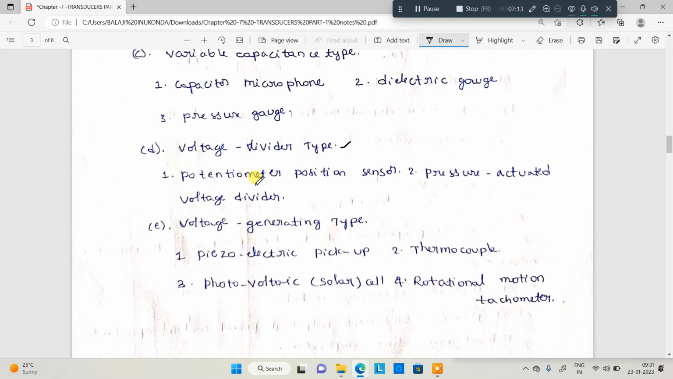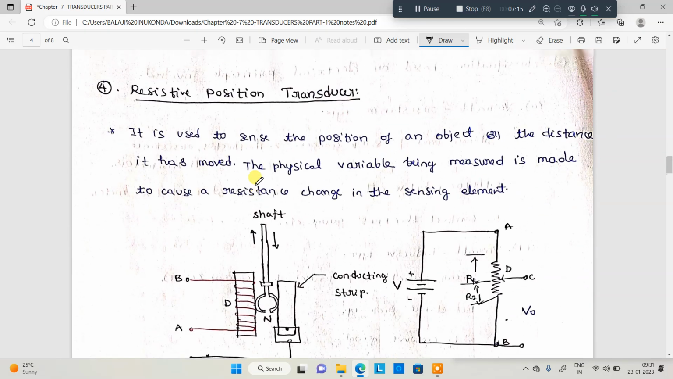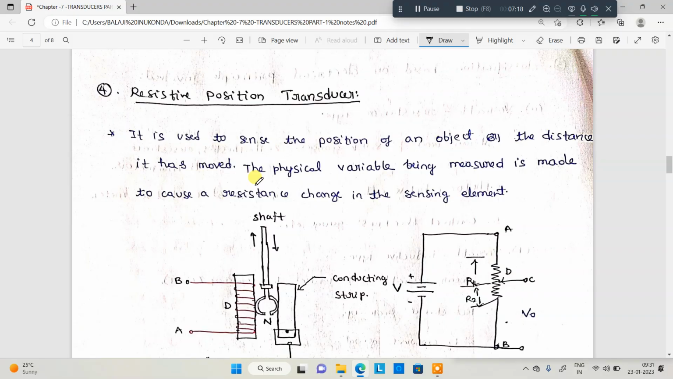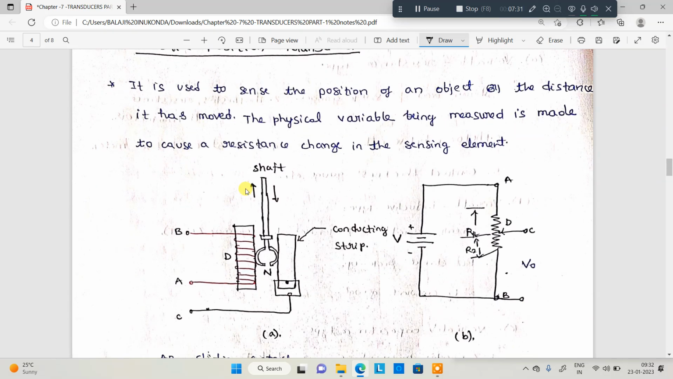Okay. Next we are moving to them one by one. We'll see the resistive transducer, capacitive transducer, and inductive transducers one by one. So, very simple. We are moving to the resistive position transducer. So this is a resistive position transducer.